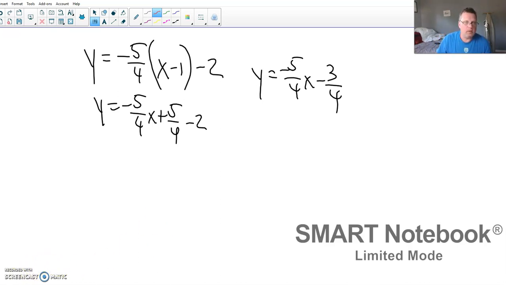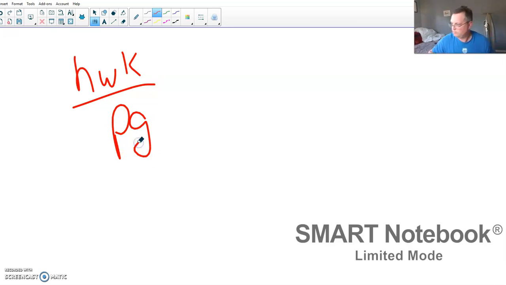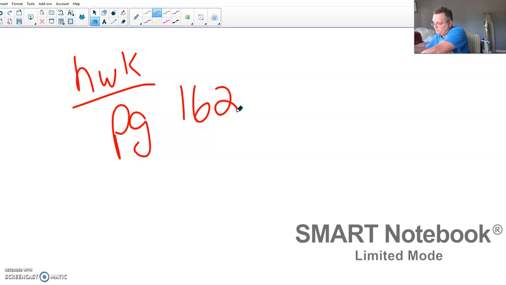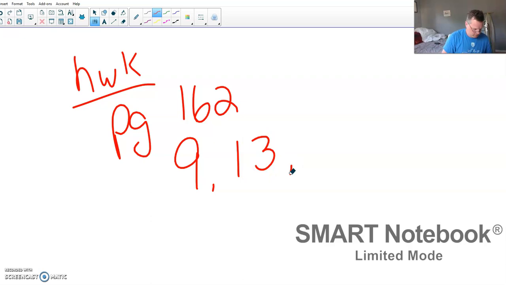If you need to pause it, rewind, whatever you need to do. So for homework, it is page 162. You have the one where it says find the slope of the curve, so number 9, because that's like the first example. And find where the slope of the curve is defined. You can try 13. And then the tangent and the normal.